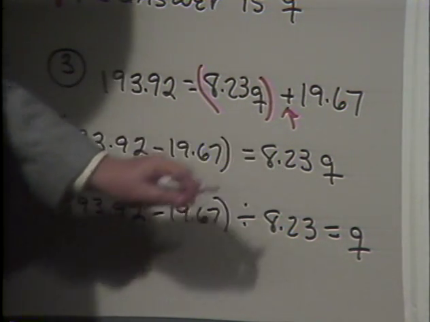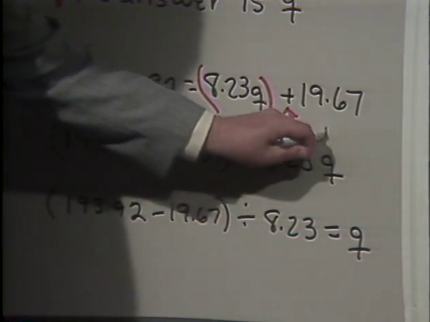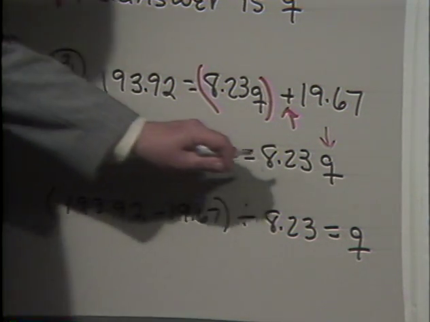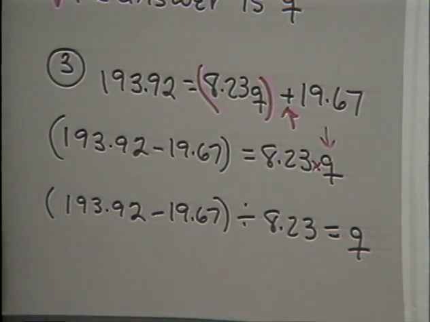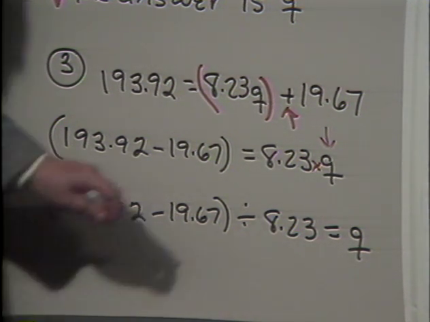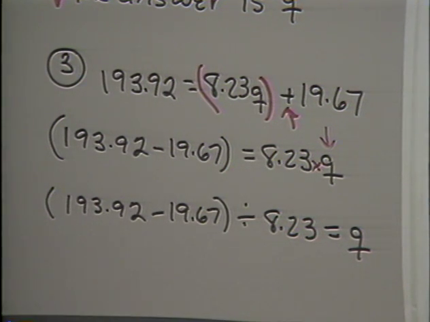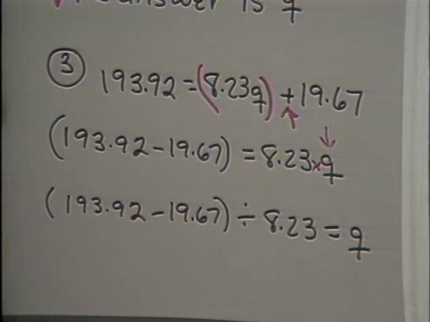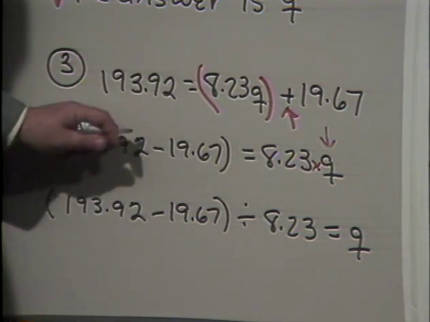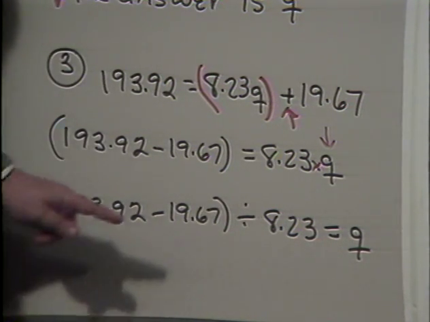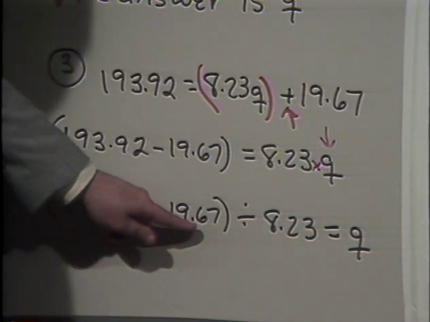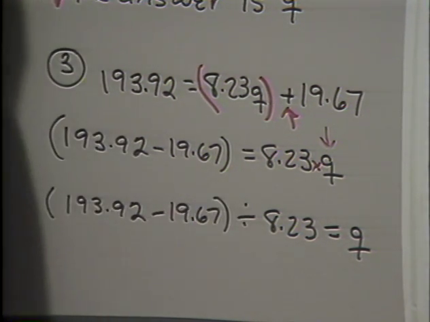When I do that, the right-hand side still doesn't have Q by itself. Q is being blocked by the 8.23. What's the 8.23 doing? Since there's no arithmetic symbol, it means multiplication. And to get rid of multiplying by 8.23, you're going to have to divide by 8.23. If I divide by 8.23 on one side, I divide by 8.23 on the other side, and now you see the final recipe says what? To find Q, I start with the 193.92, I subtract 19.67, then I divide by 8.23.